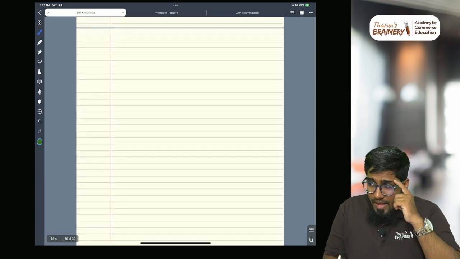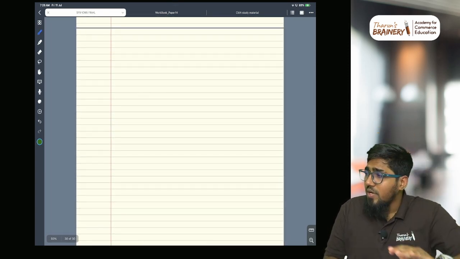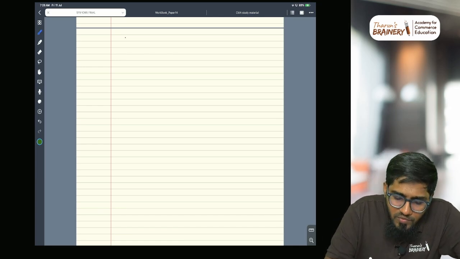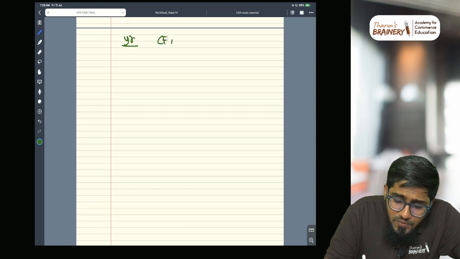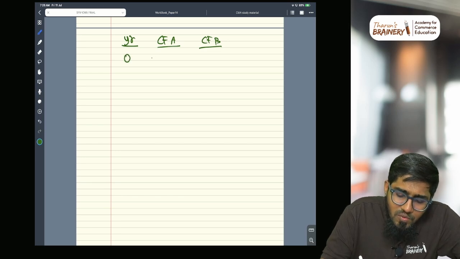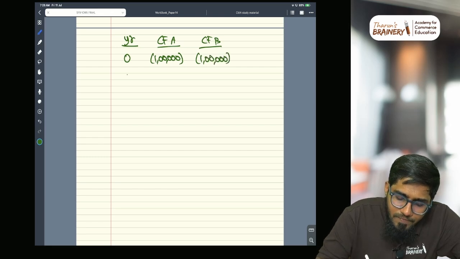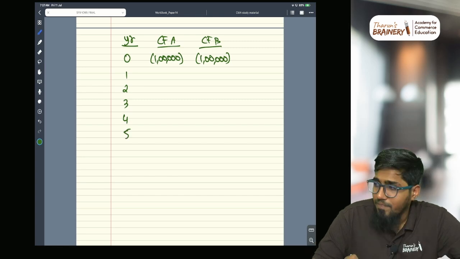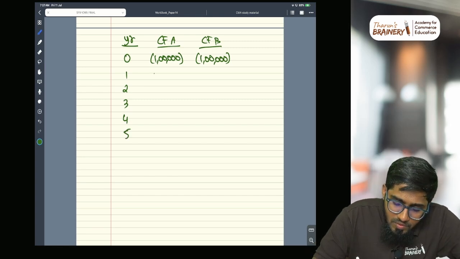Now I will give you one small case study. Think and tell me. You have two project proposals in front of you. Here is the cash flow for project A and then the cash flow for project B. So in year 0, your initial investment is 1 lakh, and here also it is 1 lakh. Years 1, 2, 3, 4, 5.